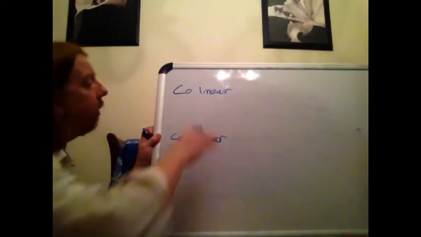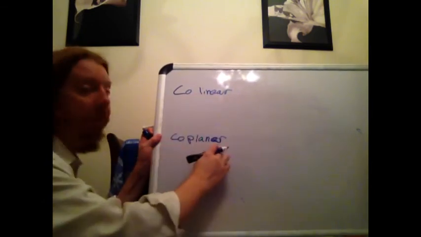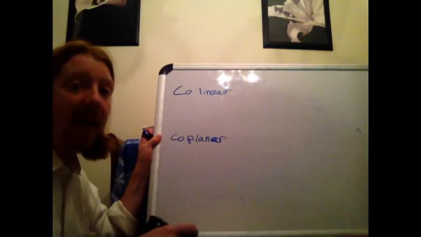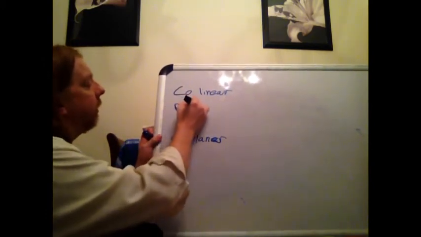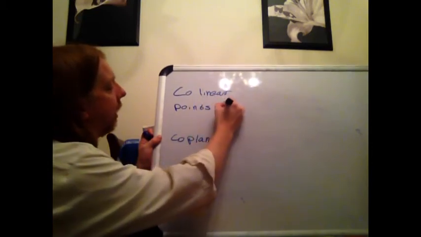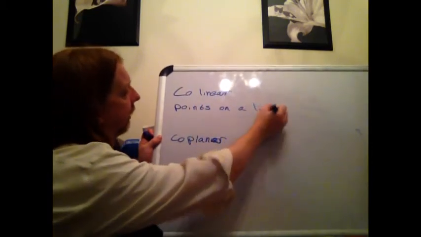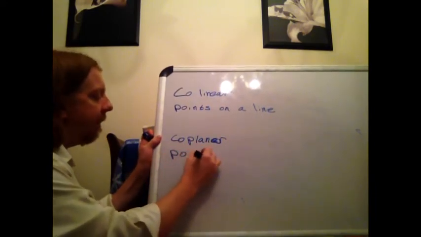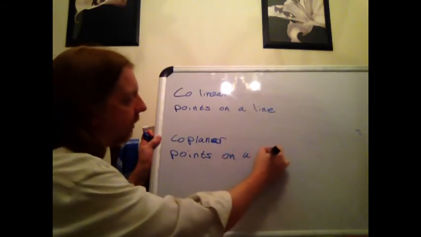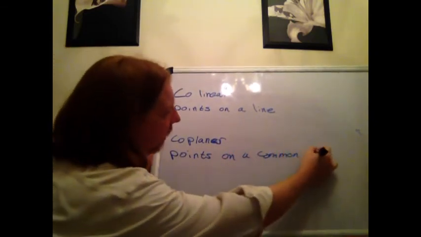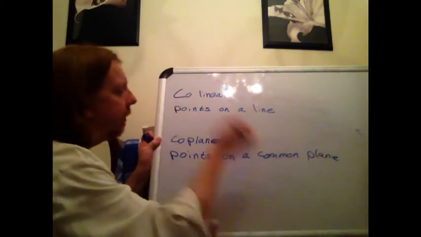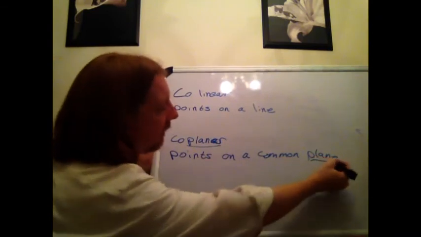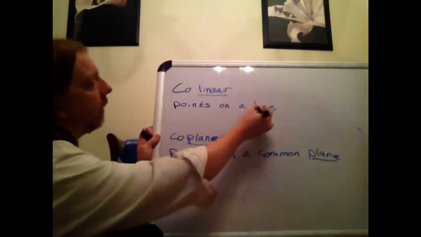Next up, we have the terms collinear and coplanar. Collinear refers to points that lie on a single line. So points on a line. Coplanar refers to points on a common plane. Again, you see the term planar and the word plane. Linear and line.